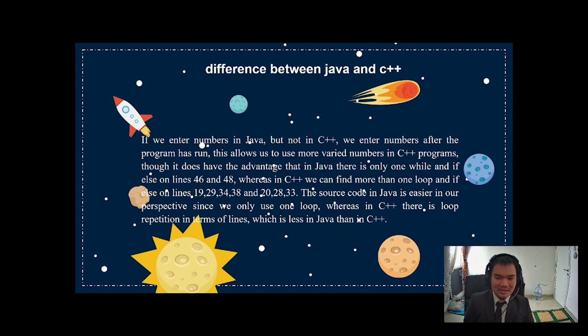The source code in Java is easier from our perspective since we only use one loop, whereas in C++ there is loop repetition in terms of lines, which is less in Java than in C++.